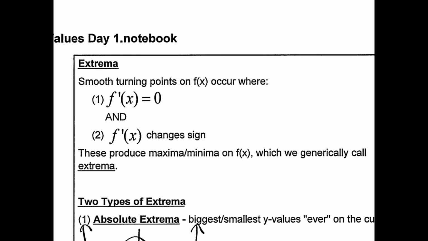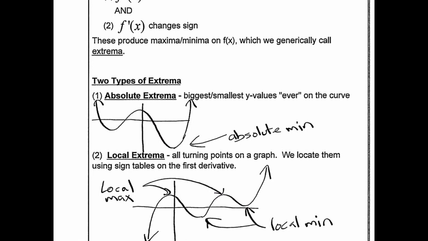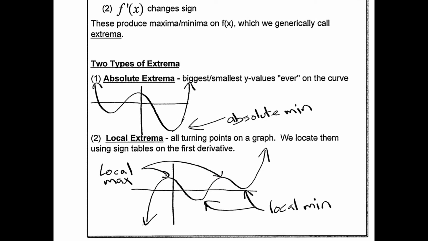When we talk about max or min values, these are generically called extrema, or extreme values, and there are basically two types of them. There are absolute extrema, which are the biggest or smallest y values ever on the curve. So on that first curve you can see it's got some turning points, but only one of them takes you as low down as the function ever goes. That one on the right is the absolute minimum. And since that function goes up forever, it has no absolute maximum.